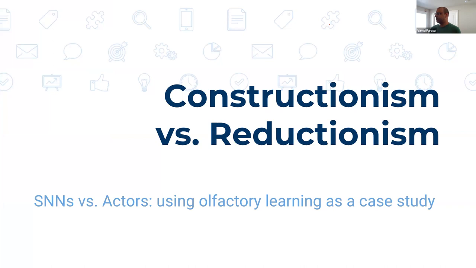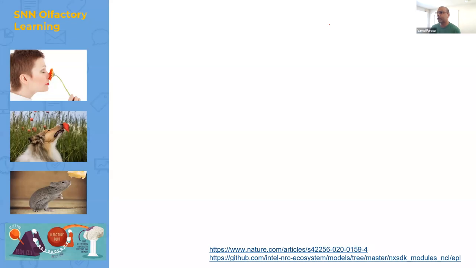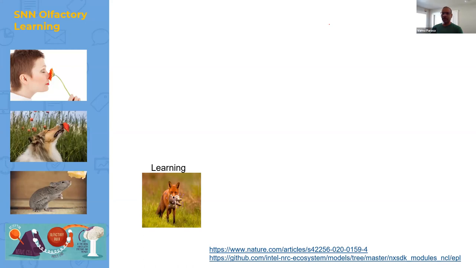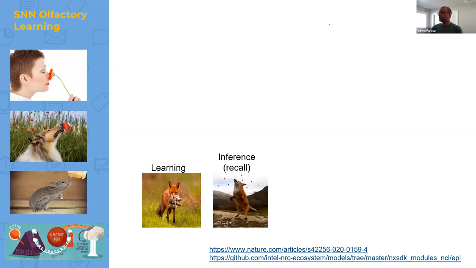So coming to this constructionist versus reductionist approach, right now we have been very abstract and very high level, but we want to take a specific use case. Usually, olfactory learning is a very good example, because olfactory learning deals with the sense of smell, and it is a very deep research topic in neuroscience: how animals and humans learn the smells in an environment which is completely occluded with a lot of noise, and in future, if we are presented with the same smell, how we can quickly recall. And this is a very huge research topic in neuroscience.